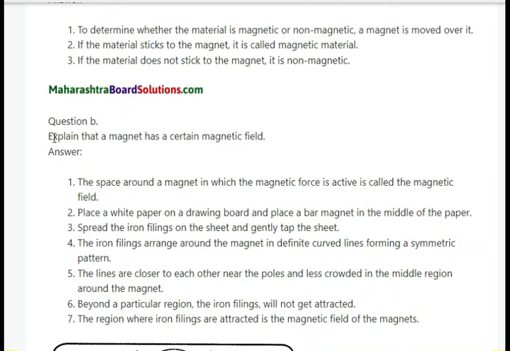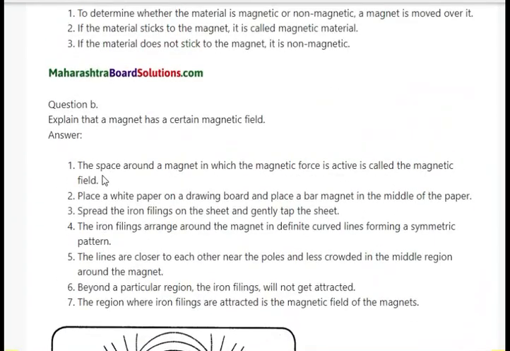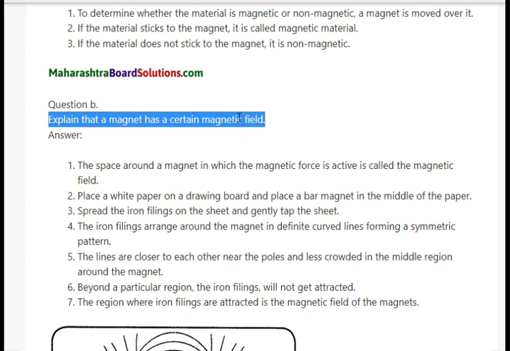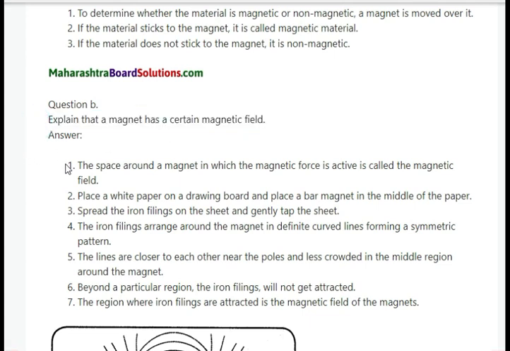Question B. Explain that a magnet has a certain magnetic field. Answer: the space around the magnet in which the magnetic force is active is called the magnetic field.